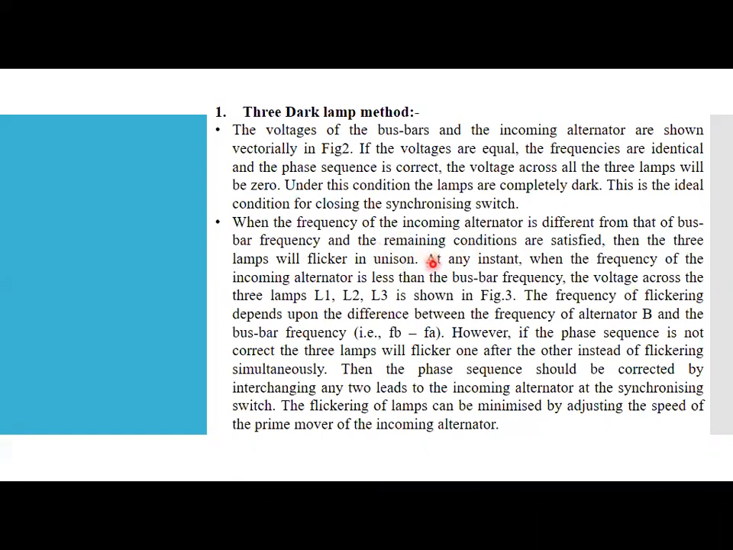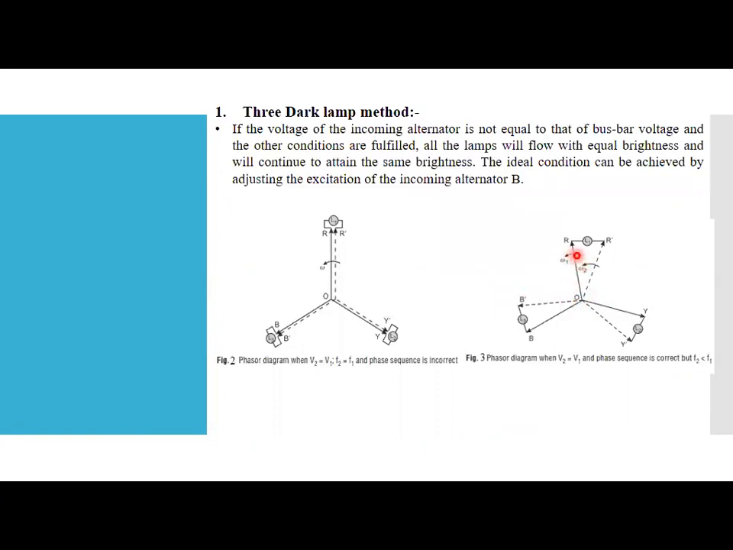So now you can say, at the instant when the frequency of the incoming alternator, meaning my alternator B, is less than the bus bar frequency. Let's say my bus bar frequency is 50 and my incoming alternator B frequency is 49. So there is a difference of frequency of 1 hertz. Then the voltage across all the 3 lamps is shown in a figure. Now you can see.